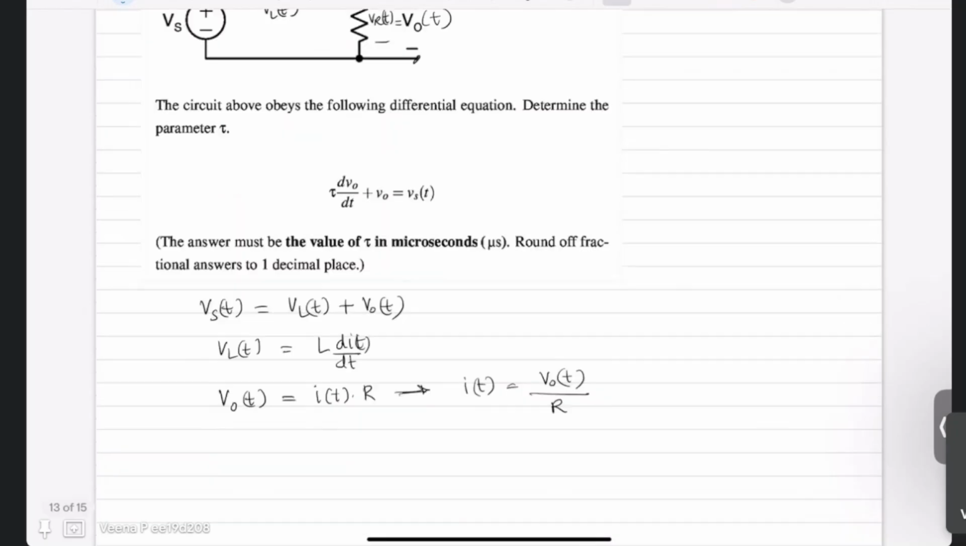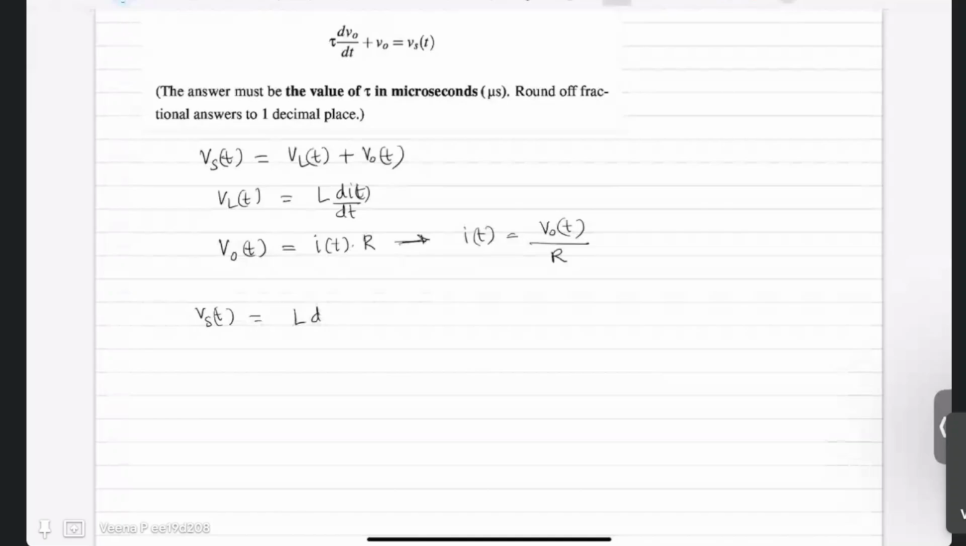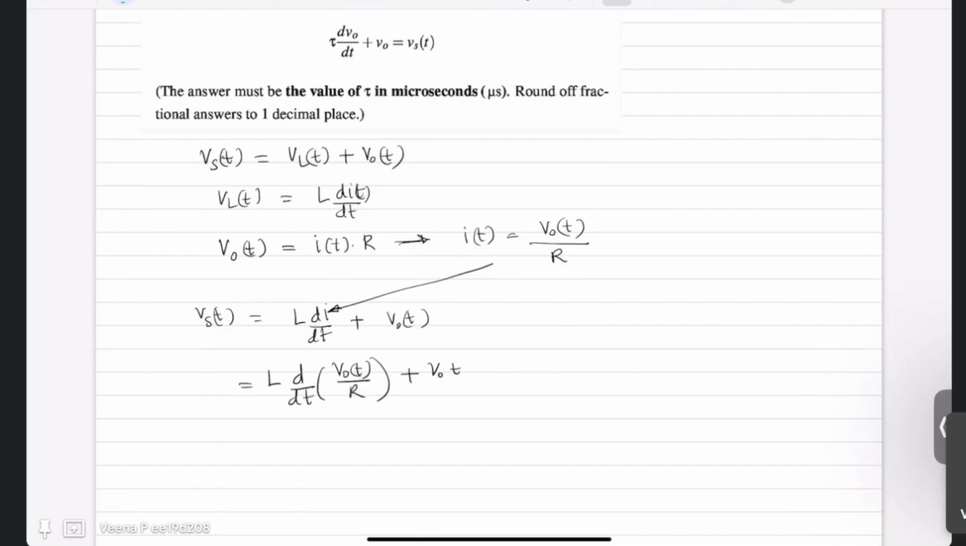That means your Vs of t now becomes VL of t, which is L di by dt, plus V naught of t, where your I is nothing but V naught by R. So I can replace I by V naught by R inside this differential. So this is L d by dt of V naught of t by R, plus V naught of t. Resistance does not vary with time, so I can take it outside. L by R of d by dt of V naught of t plus V naught of t is your Vs of t.